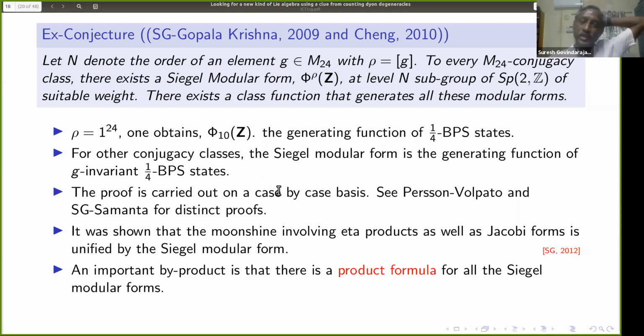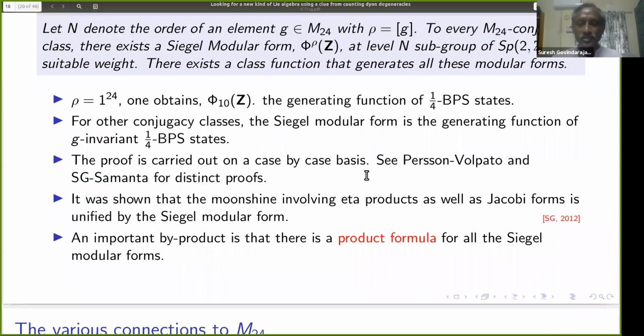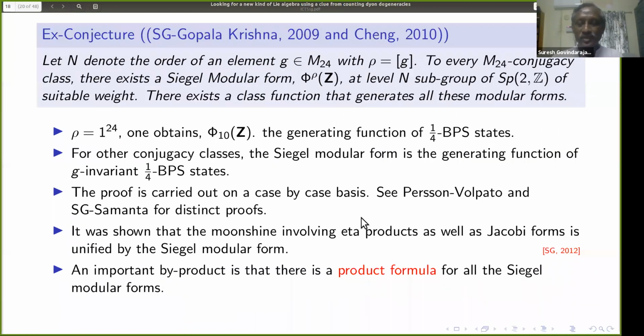And the proof is actually carried out case by case. And it took many, many years to complete the story. So I'm just presenting it in a linear fashion. But Persson and Volpato, and much more recently, like last year, I think, or 2020, my student and I actually gave some proofs of this fact that these are Siegel modular forms.